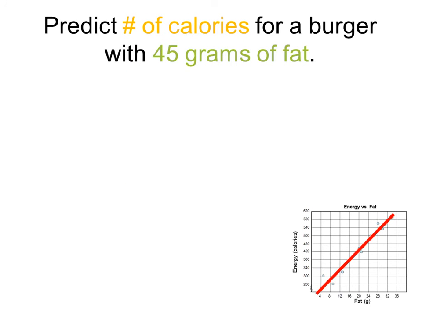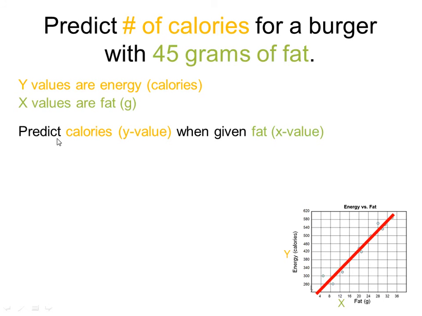To solve this, the first thing we need to do is figure out what our y values are and what our x values are. In this case, since we have energy, our calories, on the y-axis, those are y values. Y values are energy. Fat was on the x-axis, so x values are going to be grams of fat. So this question is asking us to predict the calories, a y value, when given an x value, the amount of fat. So we're going to take the equation from the previous slide, our line of best fit, which is y equals 12x plus 196.